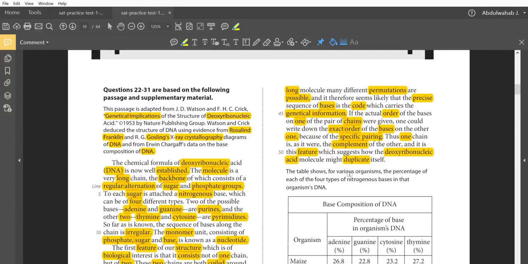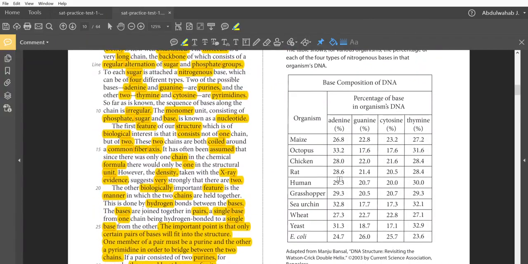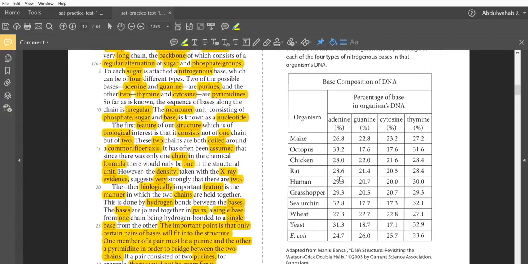The table shows for various organisms the percentage of each of the 4 types of nitrogenous bases in that organism's DNA. Take a look at this table. We're going to get back to it when we go through the questions. Here we have adenine, guanine, cytosine, and thymine, and as we said before, the adenine is going to join with the thymine, and the guanine is going to join with the cytosine. This is how they are paired.